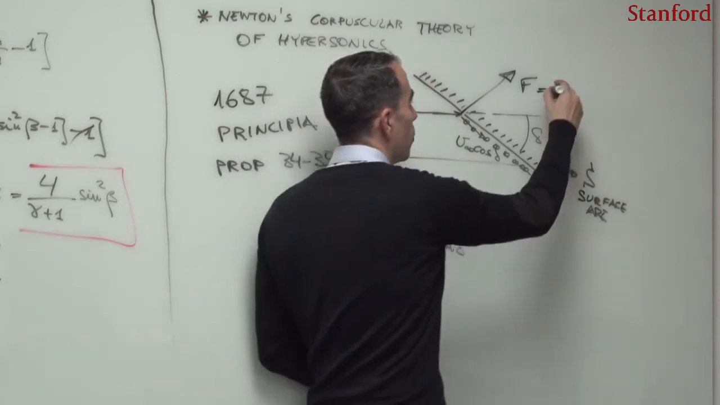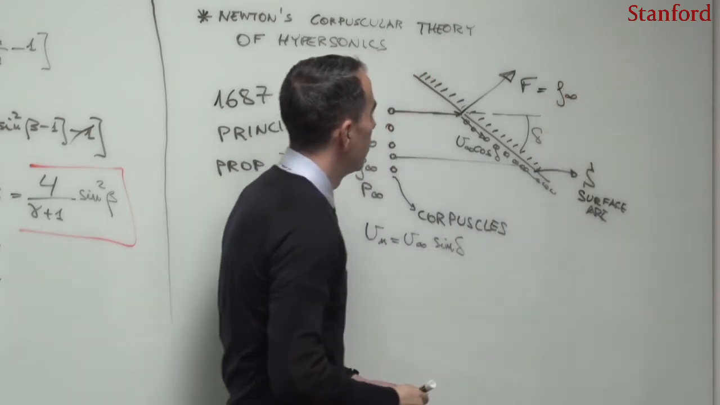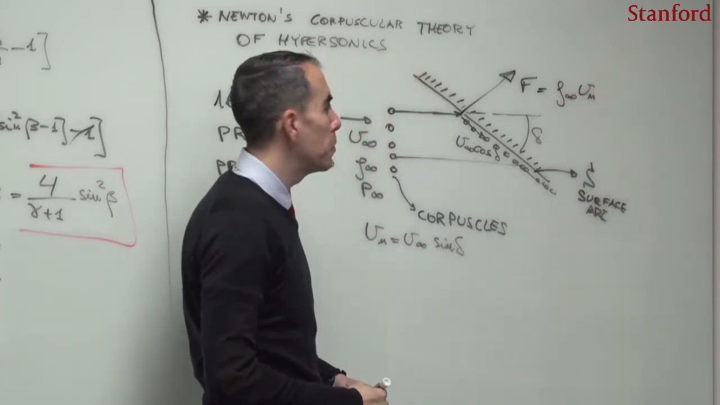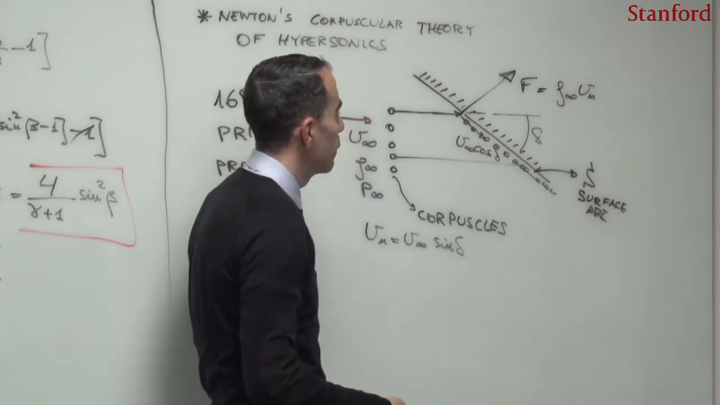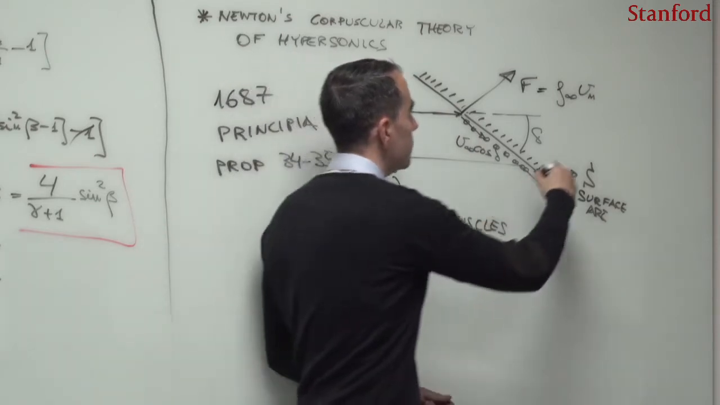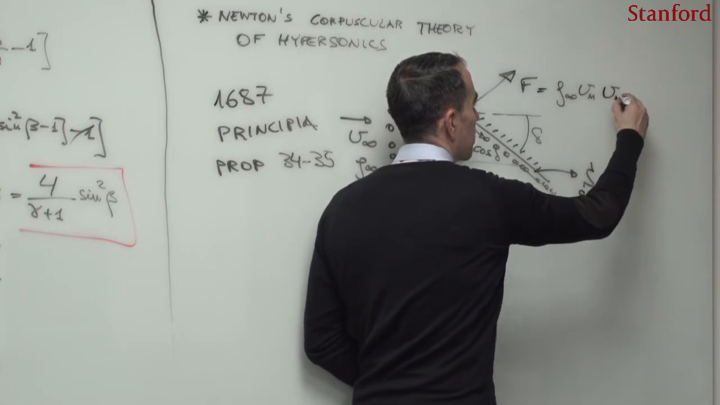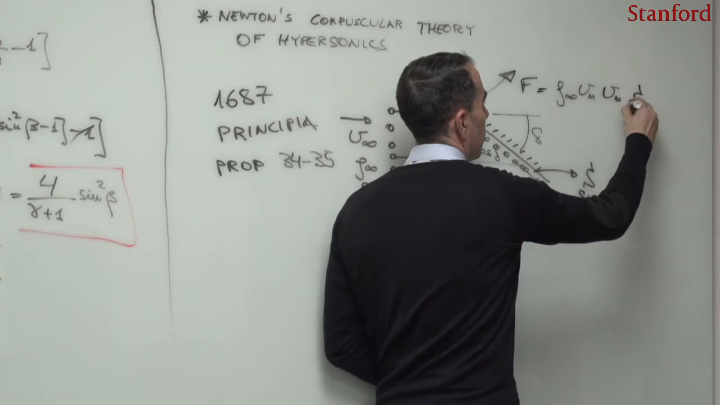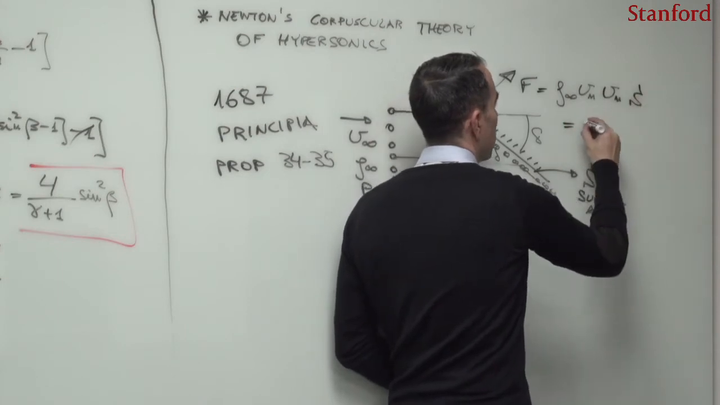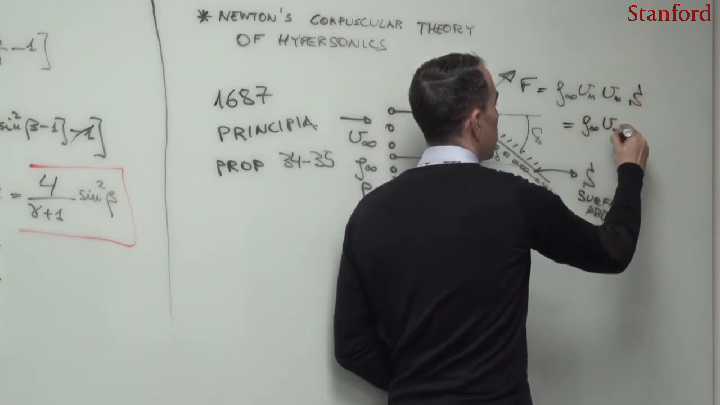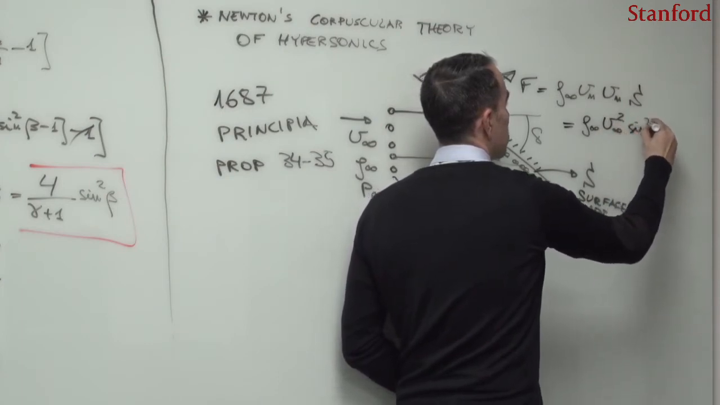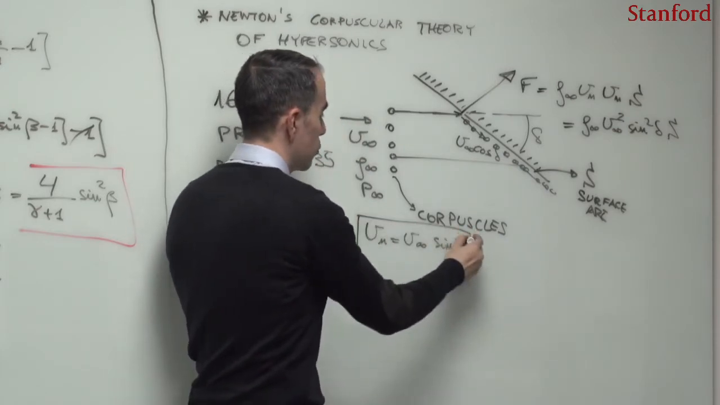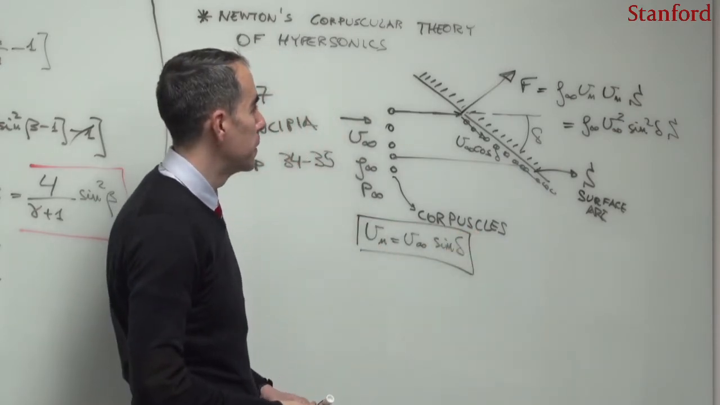So this will be equal to rho infinity multiplied by the normal component of the velocity, because it is the normal momentum to the surface that is given away, and then multiplied by the volume flux towards the surface. So this will be equal to rho infinity multiplied by u infinity squared multiplied by the sine square of delta and multiplied by s. Because here I'm just using this relation for the normal velocity.